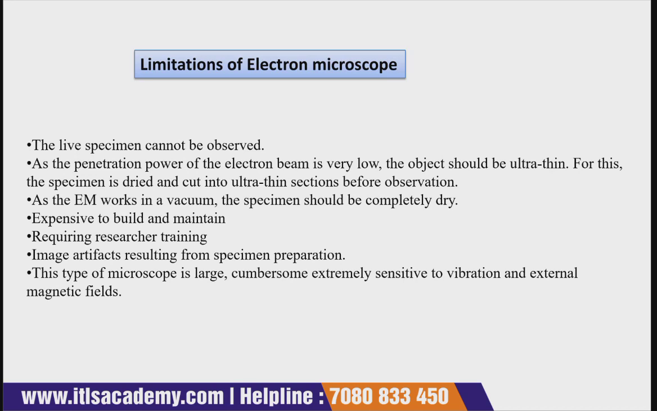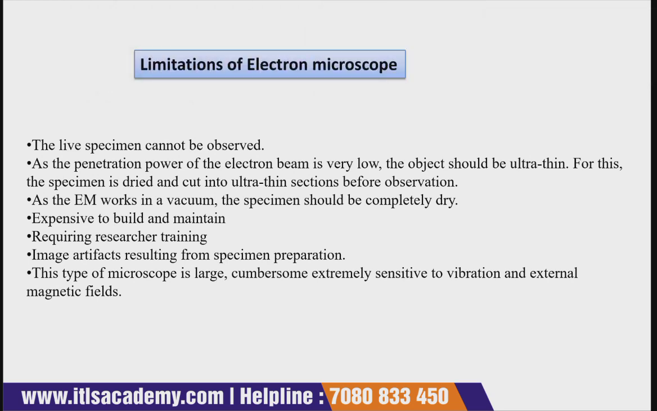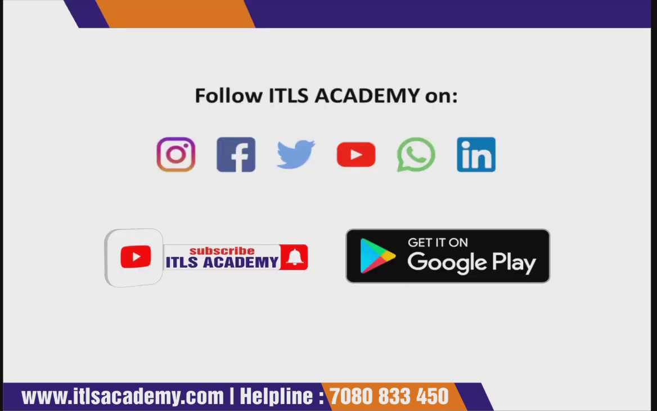The images may show artifacts resulting from the specimen preparation. This type of microscope is generally very large and cumbersome, and extremely sensitive to vibration and external magnetic fields. So these are certain limitations of the electron microscope.